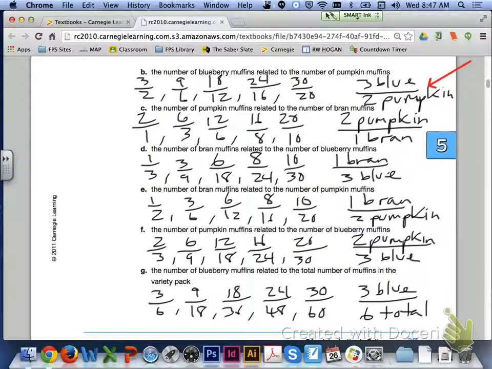So here is what B through G should look like. What I'm going to focus on is the ratio over to the right. Those are all the other equivalent ratios that you should have come up with from the table that I also have written down for each letter. For letter B, you should have 3 blue to 2 pumpkin. Letter C, 2 pumpkin to 1 bran. Letter D, 1 bran to 3 blueberry. Letter E, 1 bran to 2 pumpkin. Letter F, 2 pumpkin to 3 blueberry. And letter G, 3 blueberry to 6 total.